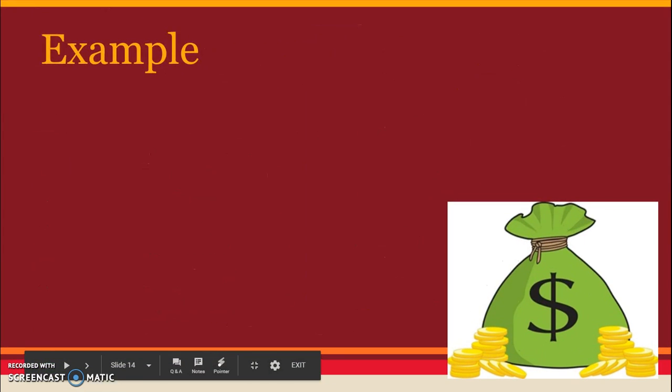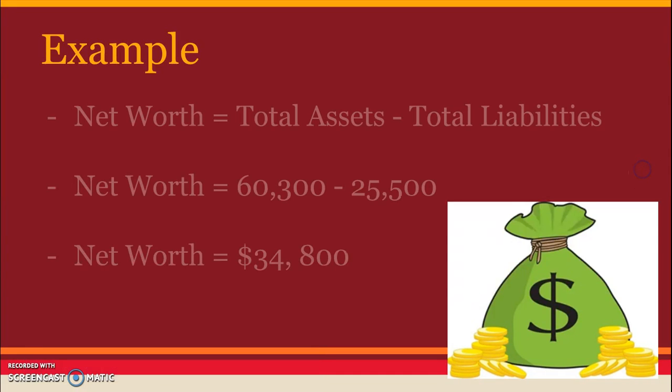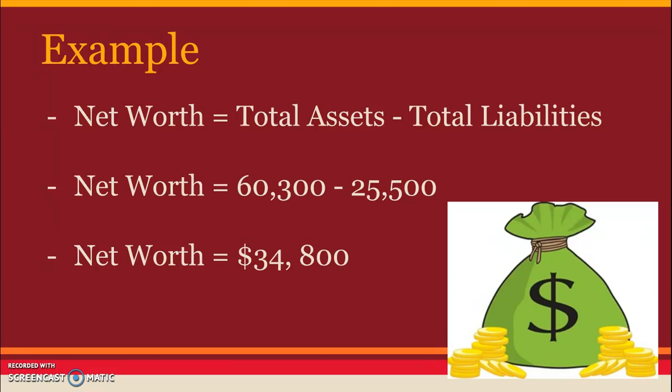And then in order to find the net worth, remember we're going to take our total assets minus our total liabilities. That's going to give us $60,300 minus $25,500. Your net worth ends up being $34,800. That's good. That means we're operating in the black. We're making money. We're good to go. So that net worth looks good.